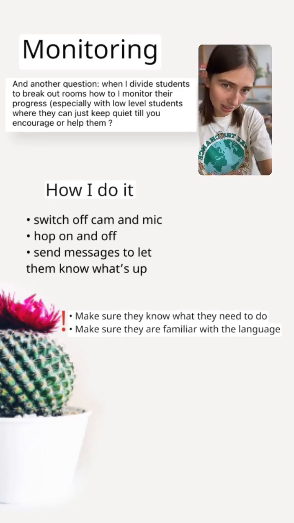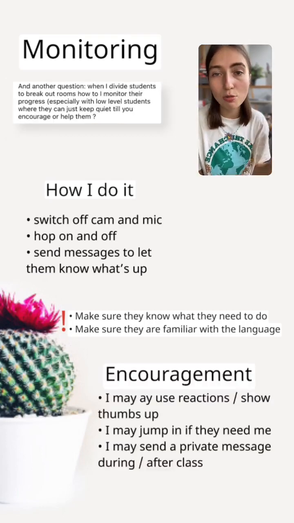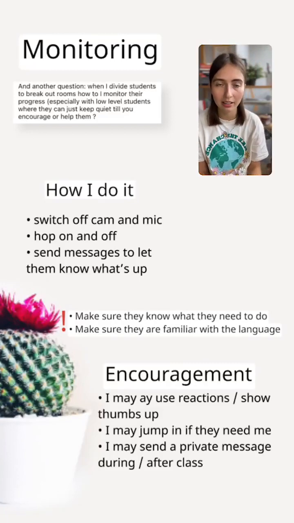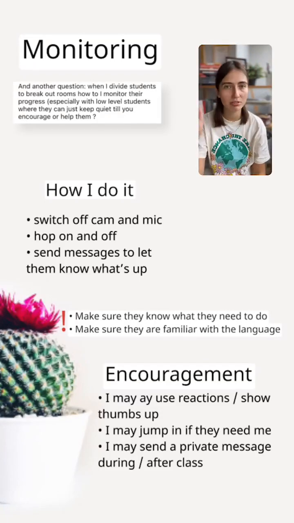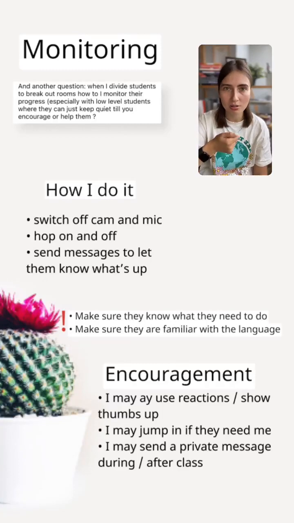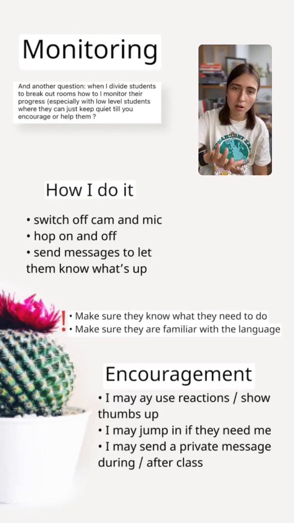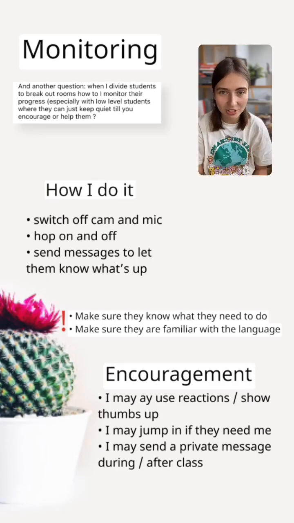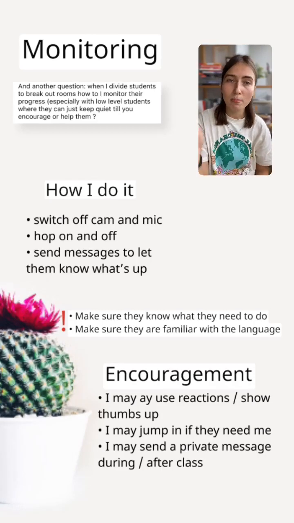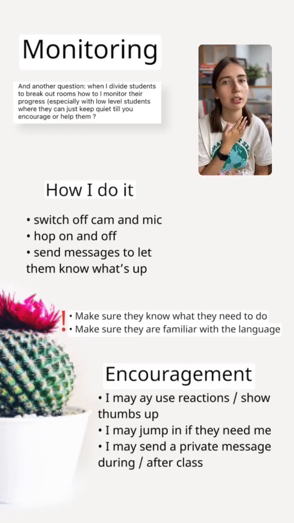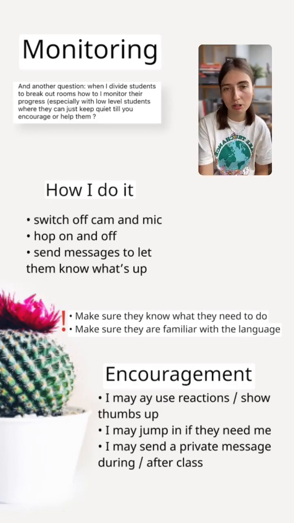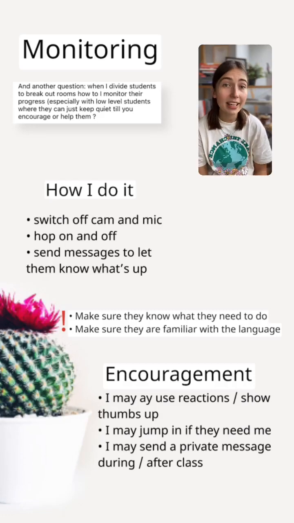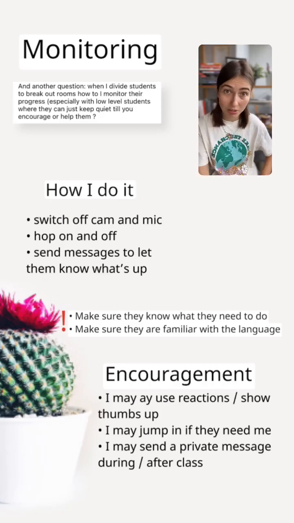And then there's one more aspect, one more facet to this question, which is how do you encourage them if students are just staying silent? I may use reactions in Zoom if I love what I'm hearing, I just use that without switching my camera on, or sometimes I can switch my camera on and do this or this, so they know everything is great. I may jump in if they need me, and I can say, oh ladies, I'm sorry to interrupt you, but it was so interesting, it was a great job here. And I can also send them a private message on Zoom if they're doing a great job. I can text them in Zoom during the class.